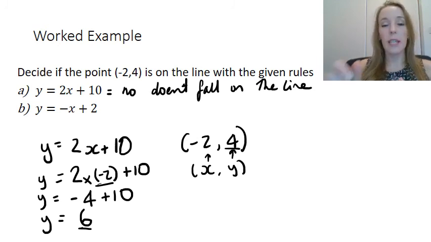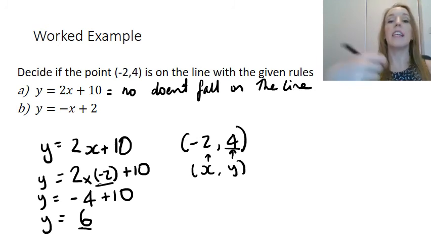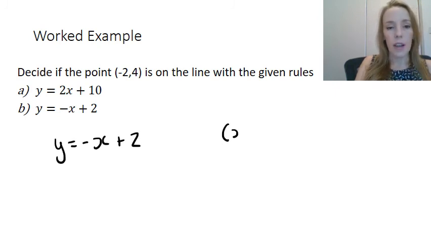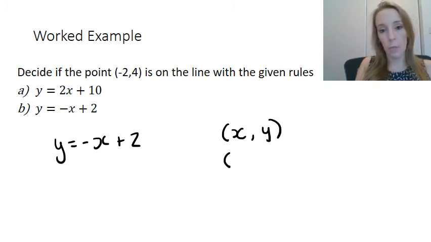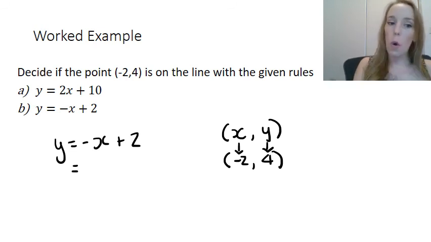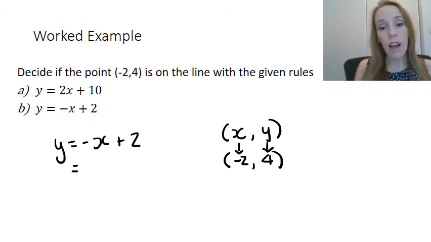Okay, so the first one was a no, and then for B we're going to do the same thing. We're going to substitute those values into the rule and see if we get an answer that corresponds with the points that we were given. So for our second one, we've got y equals negative x plus 2. And remember, our points are given in an x, y way, and we've got negative 2, 4. So obviously x is negative 2, y is 4. So we'll substitute x equals negative 2 in, and hopefully we'll get a value of 4. If we do, it means it does fall on the line. If the y doesn't equal 4, it means it doesn't fall on the line.